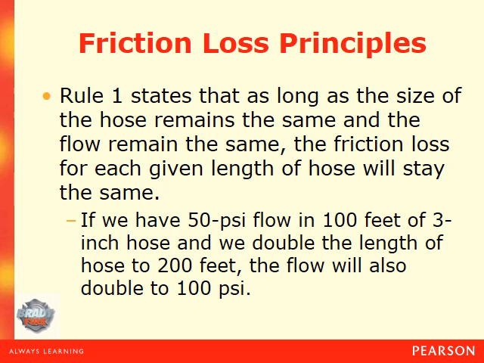Rule 1 states that as long as the size of the hose remains the same and the flow remains the same, the friction loss for each given length of hose will also stay the same. So, if we have 50 psi friction loss in 100 feet of 3-inch hose, and we double the length of hose to 200 feet, the friction loss will also double to 100 psi.